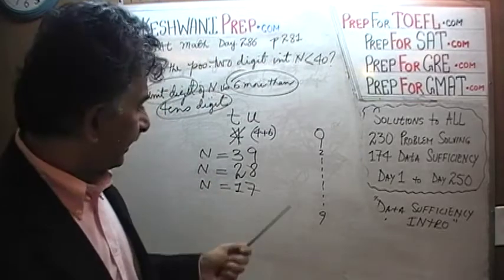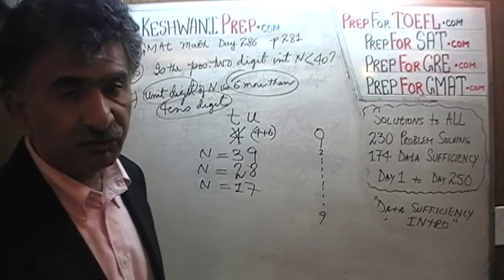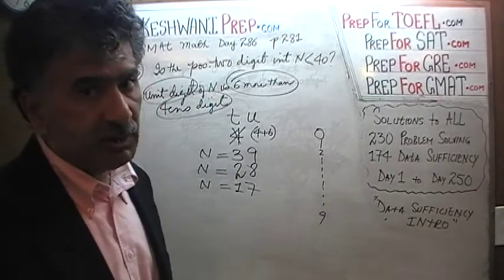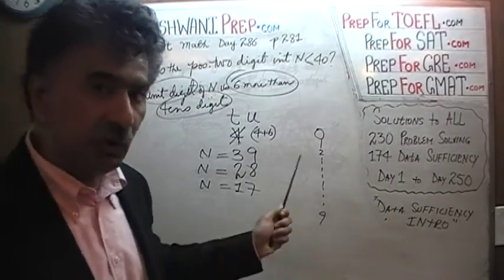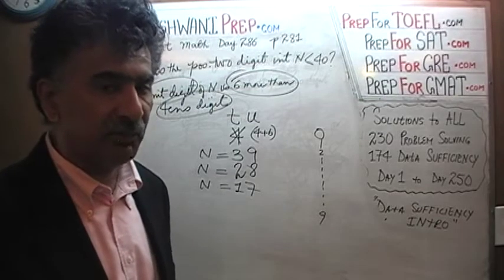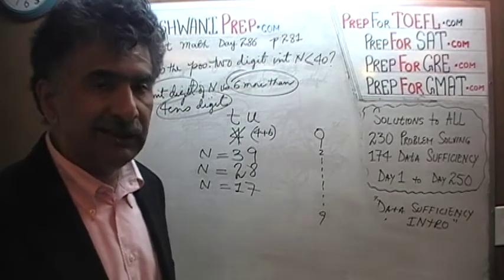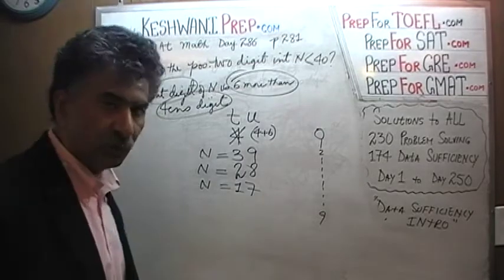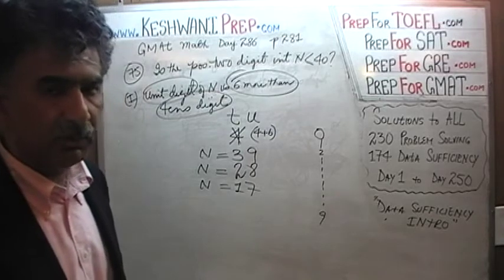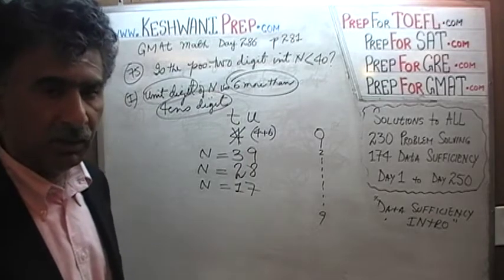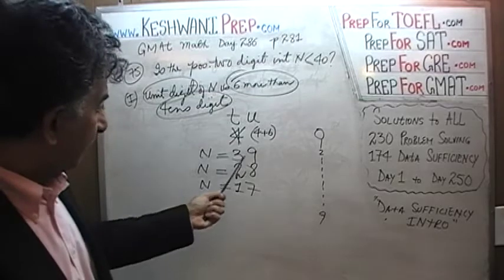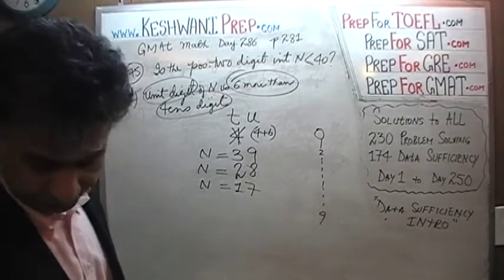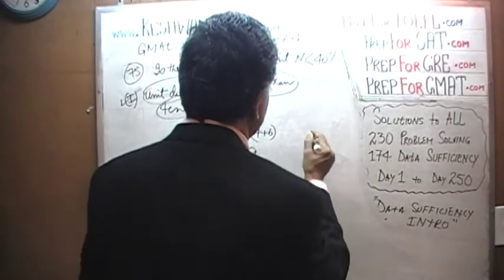So despite the fact that there are different possibilities for this integer, it might be 39, it might be 28 or 17, we really don't care. We do have enough data for us to be able to answer the question being asked, because the question was simply, is this integer less than 40? To which the answer is, yes, we are able to tell for sure. We are definitively able to tell that it is less than 40, because the highest it can be is 39. That's all. The first one does the job quite nicely.